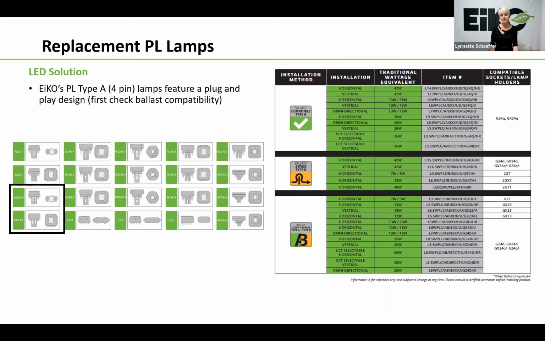Additionally, EiKO's PL Type A 4-pin lamps feature a plug-and-play design so you can easily use the existing fluorescent ballast, as long as you first check ballast compatibility. So that PL Type A 4-pin can plug directly into those 4-pin bases that are compatible. And another thing to keep in mind, the PL Type AB, which is a 2-pin, replaces the G24D lamps. Although this is a 2-pin, it will actually work on 4-pin bases. But in those situations, you must bypass the ballast.